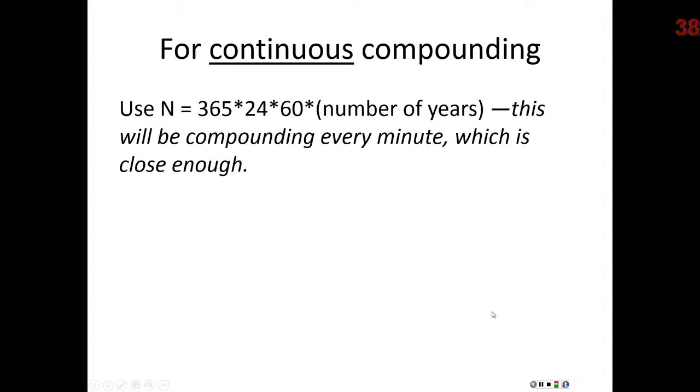For 10 years compounding, what you're going to do for the n is put 365 times 24 times 60. That's basically what you do for that.